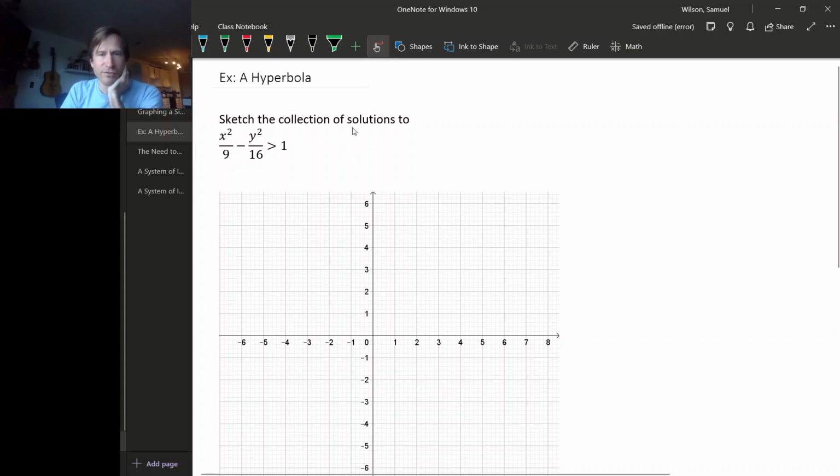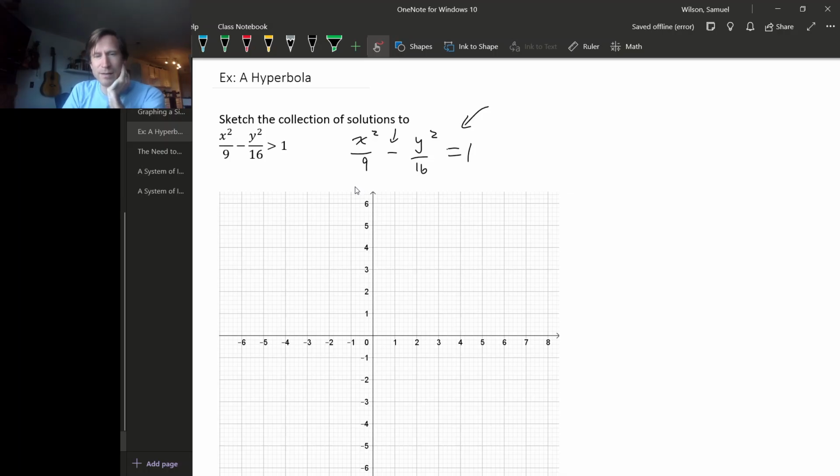So first we need to replace the inequality with an equals, so x squared over 9 minus y squared over 16 equals 1. And then we need to graph this. Well, this is a hyperbola. Because the minus sign is on the y squared, this hyperbola is going to open left and right. We've been calling this value a. Looks like a is 3 and b is 4. And also it hasn't been shifted from the origin, so this is still centered at the origin.